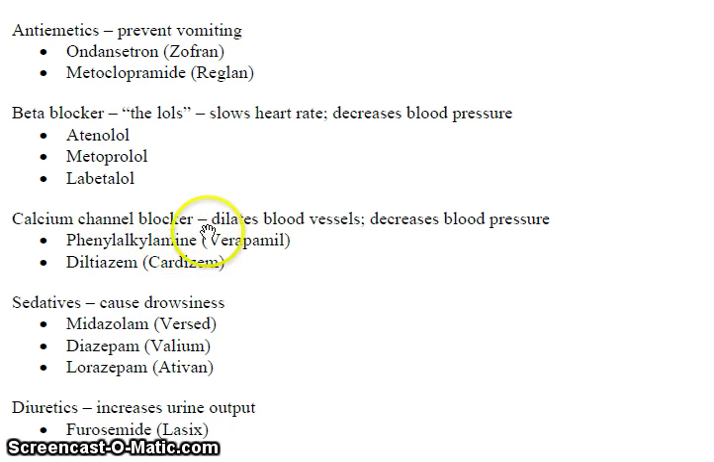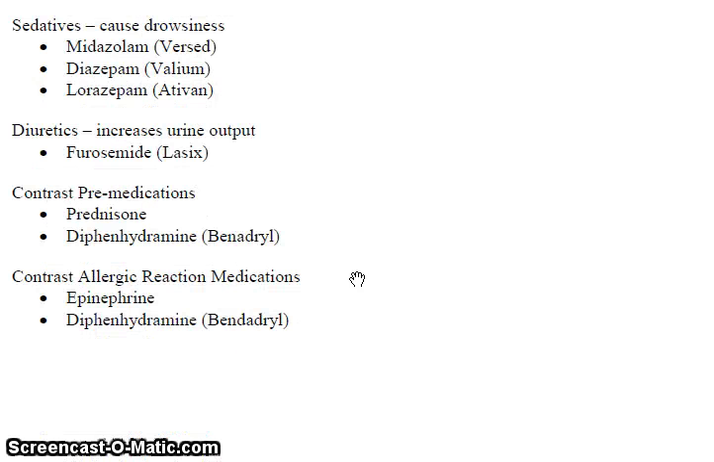Calcium channel blockers, these dilate blood vessels and decrease blood pressure. So both beta blockers and calcium channel blockers decrease blood pressure, but in a different way. The beta blockers slow the heart rate, whereas calcium channel blockers dilate blood vessels. The most common of those are verapamil and Cardizem. Moving on to sedatives, these cause drowsiness. So Versed, Valium, lorazepam or Ativan. Diuretics, these increase the urine output, and Lasix is the common one there.